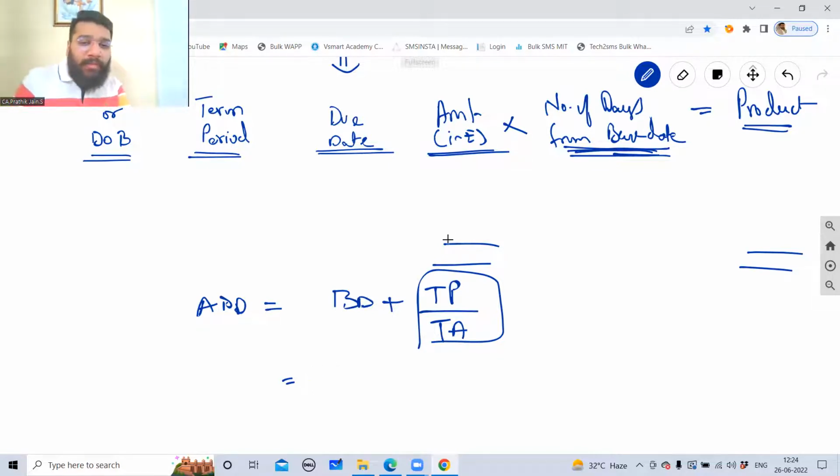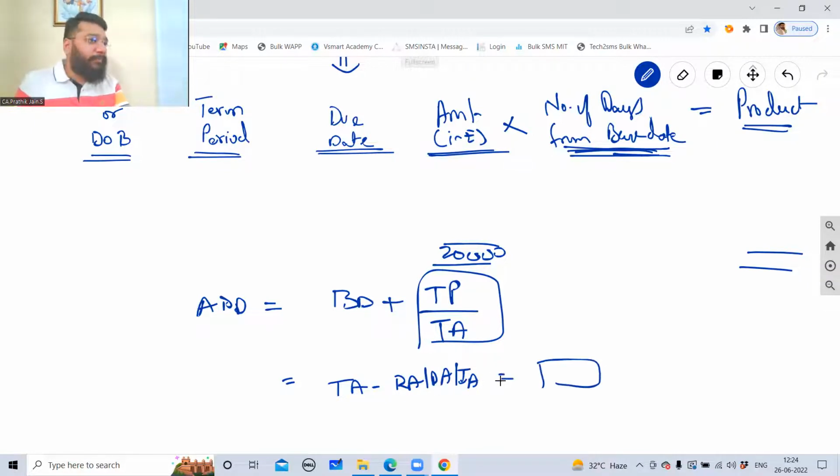If I have to make the overall payment, let's suppose the total amount that I have to pay is 20,000. So I'll calculate a rebate. And from the total amount, the rebate allowed or discount allowed or interest allowed is subtracted. And then the balance amount is paid.